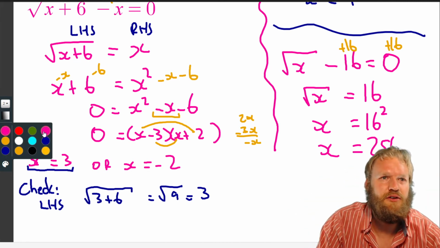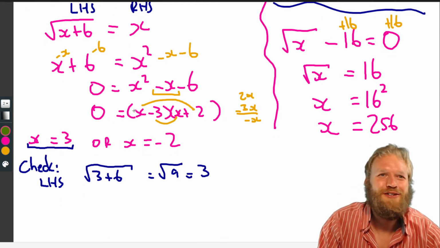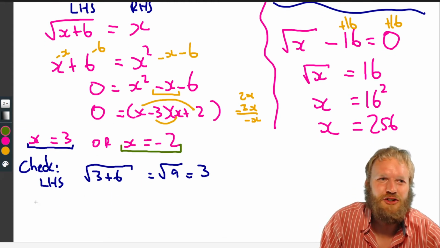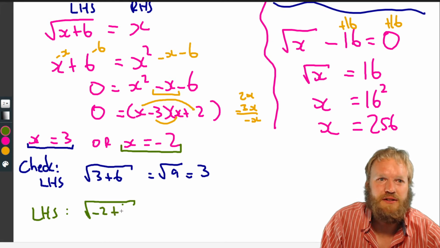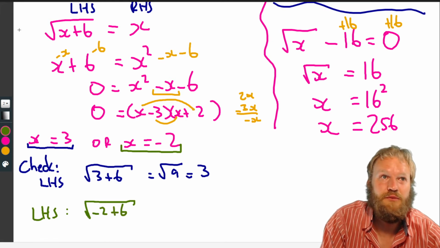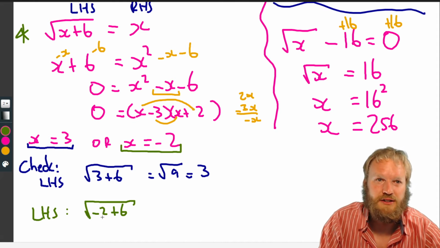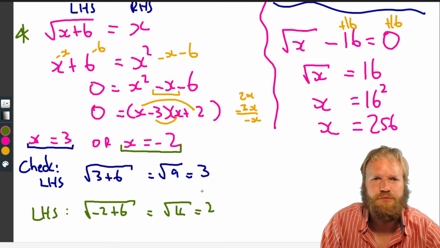Which color? Okay, so let's try x equals minus 2. So now our left hand side is the square root of x plus 6. So here we are from this line here, I'm checking x plus 6, x is minus 2, plus 6, the square root of minus 2 plus 6, 4, gives us 2.